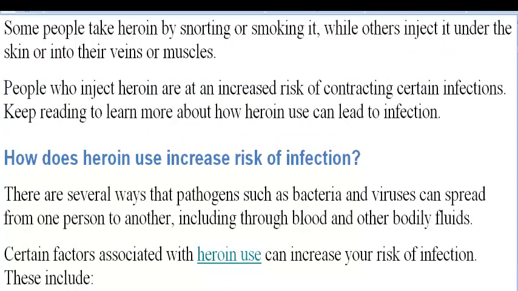Some people take heroin by snorting or smoking it, while others inject it under the skin or into their veins or muscles. People who inject heroin are at an increased risk of contracting certain infections. Keep reading to learn more about how heroin use can lead to infection. How does heroin use increase risk of infection? There are several ways that pathogens such as bacteria and viruses can spread from one person to another, including through blood and other bodily fluids. Certain factors associated with heroin use can increase your risk of infection.